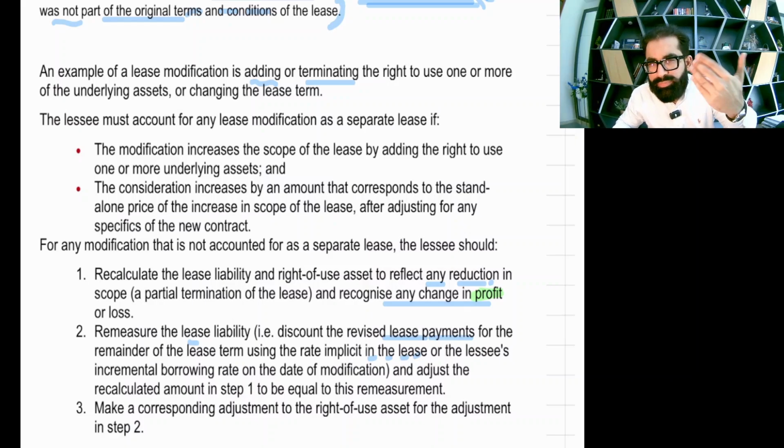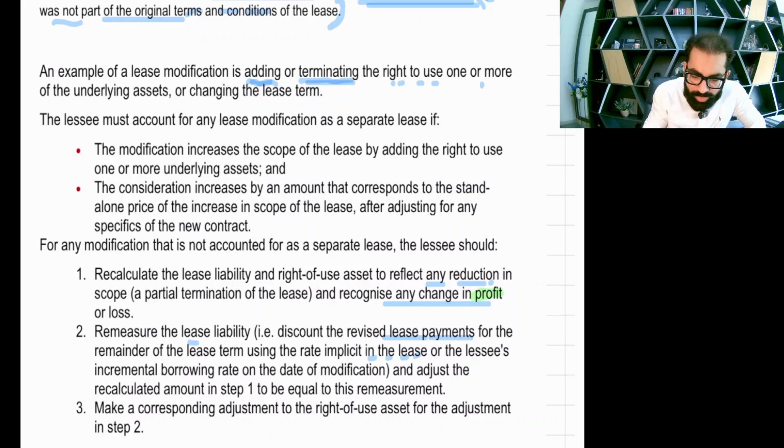Now an example of lease modification is adding or terminating. Obviously you can add as well, like initially you got one floor on rent, and after 3 years you say, now I want the second floor also. A reciprocal thing may happen too, like initially you booked 2 floors, but after 3 years you say, I want to minus 1 floor. So adding or terminating the right to use one or more of the underlying assets, and changing the lease term, are all examples of modification.